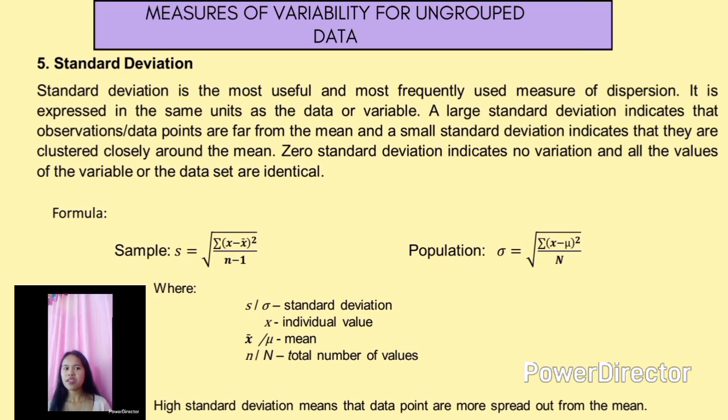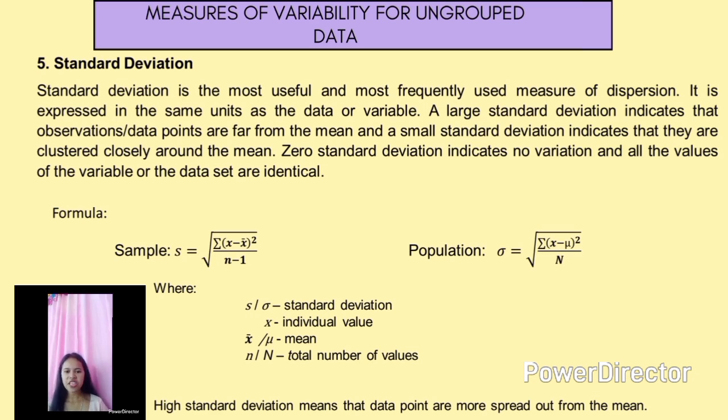It measures on average how far each value in a data set is from the mean. And we also have two formulas for standard deviation, the sample standard deviation and the population standard deviation. The first is for samples. If you have the data from a sample, you use the sample standard deviation formula, which is the square root of the sample variance.